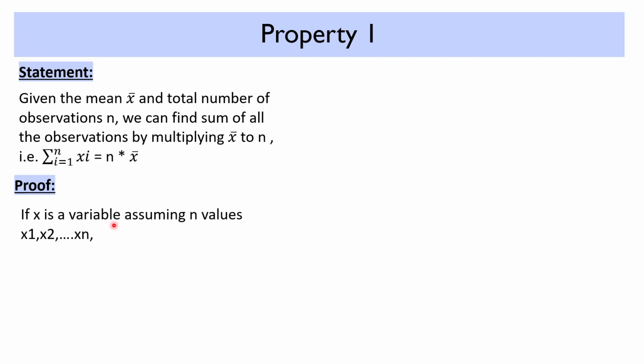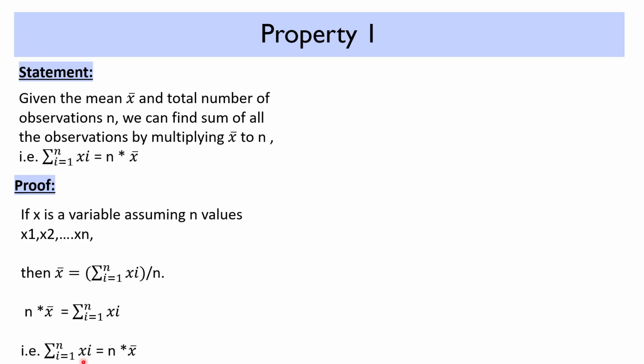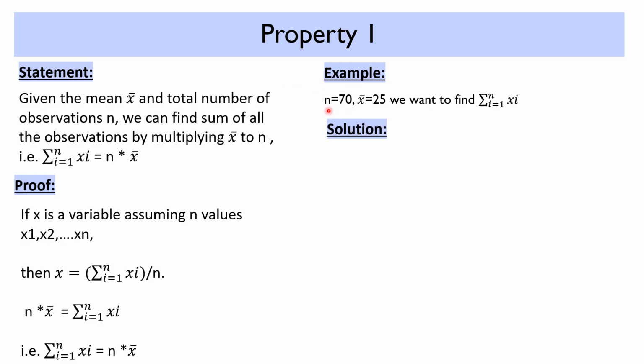If x is a variable which assumes n values x1, x2 till xn, then we know that arithmetic mean is equal to sum of all observations divided by total number of observations. Now by shifting small n to the left hand side, the equation becomes n into x bar equal to sum xi. That is the same as summation xi is equal to n into x bar, which is what the statement says. Let's see an example where n is 70, x bar is 25, and we want to find summation xi.